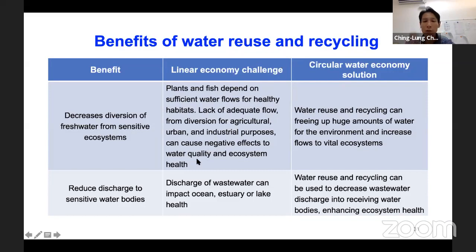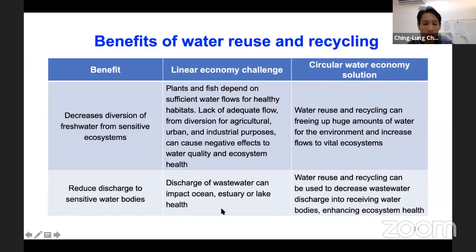Okay, and for the circular water economy, water reuse and recycling can free up a huge amount of water for the environment and increase the flow of vital ecosystems. And then the second benefit is reduced discharge to sensitive water bodies.